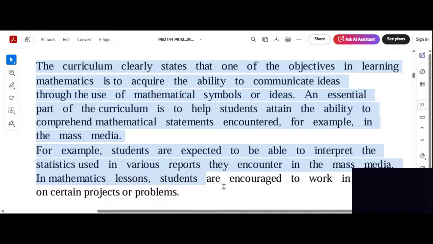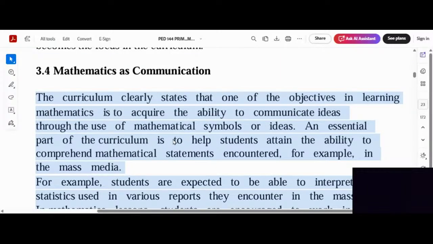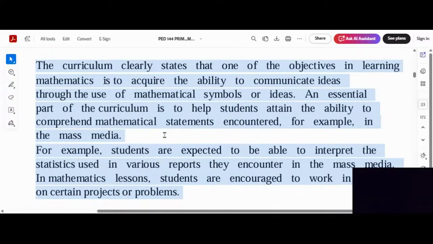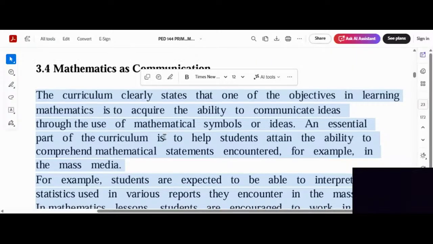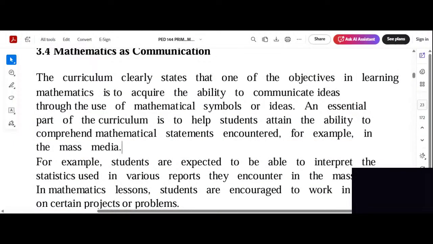In mathematics lessons, students are encouraged to work in groups on certain projects or problems. And I think that is the end of mathematics as connection. So we've done the reading now. What are the things we can bring out from this very short paragraph that we finished reading? Now let's try to criticize it. Let us try to criticize it, and this is what we are going to do in our criticism of that part.